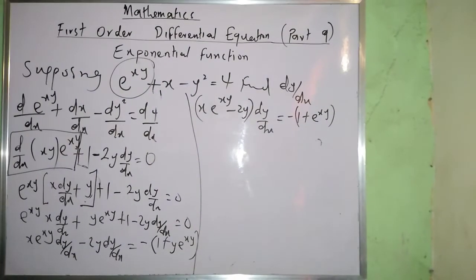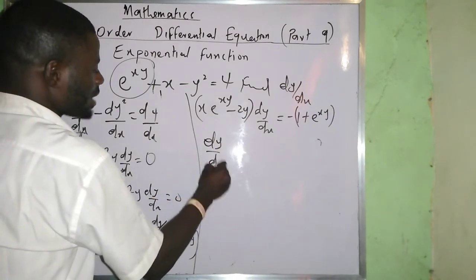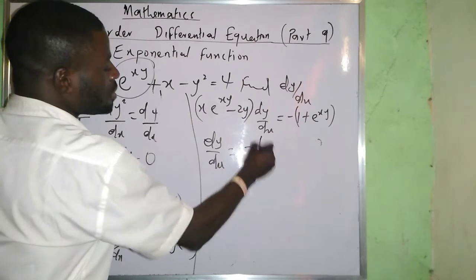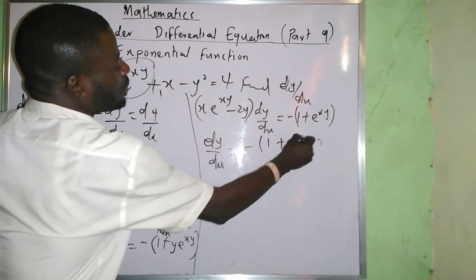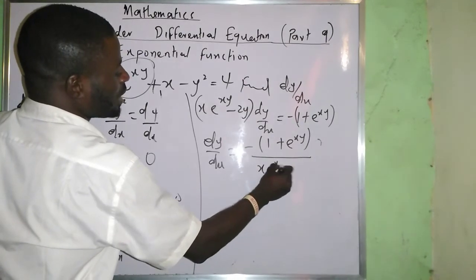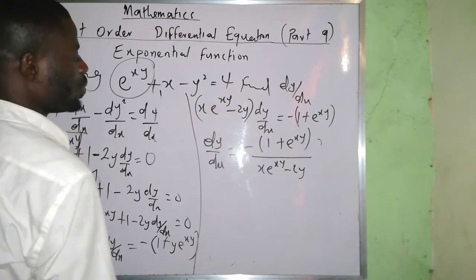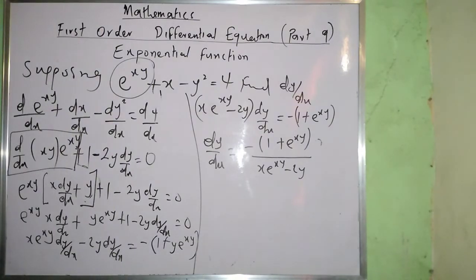Now I can see that I will divide both sides, it means my dy/dx will be equal to minus bracket of 1 plus e^(xy) all close bracket divided by x e^(xy) minus 2y close brackets, which means my dy/dx is equal to that. That is my final answer. It means my dy/dx is equal to that is what I'm having.